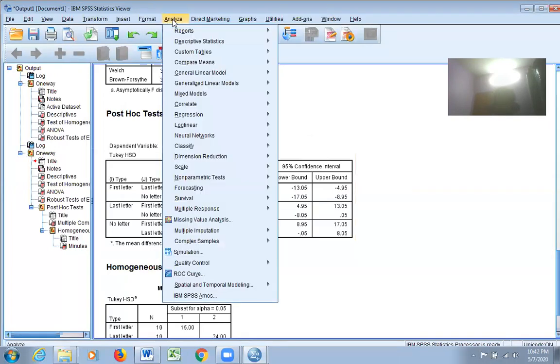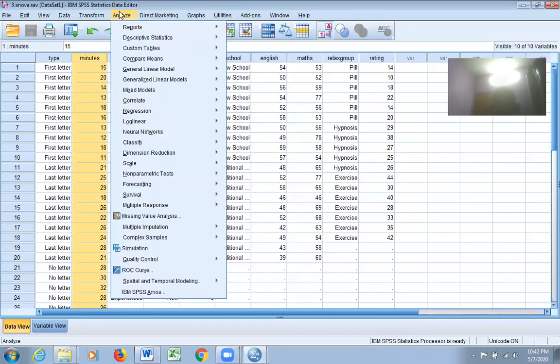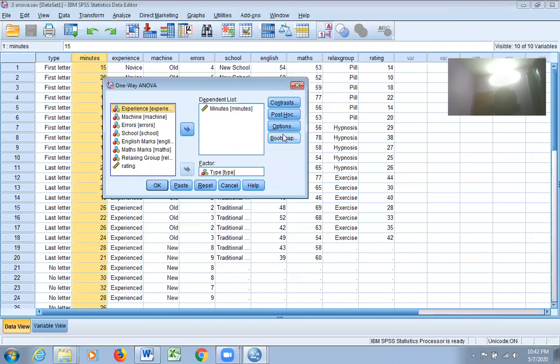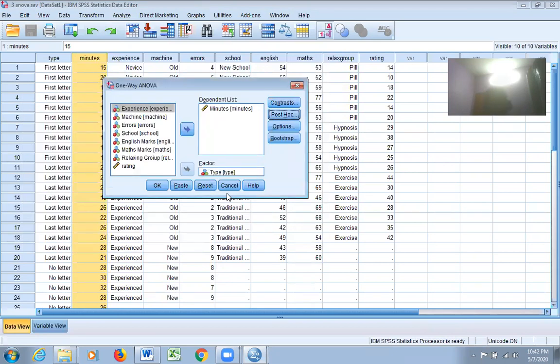Planned comparison means, for example, let us go to our working table. Let me go to analyze, compare means, and one-way ANOVA. And here I go to post hoc and I uncheck it because I don't want post hoc. I want to conduct a planned comparison. Here there is an option for the contrast. See, I have taken the same independent variable, but instead of conducting post hoc analysis, I want to conduct planned contrast.